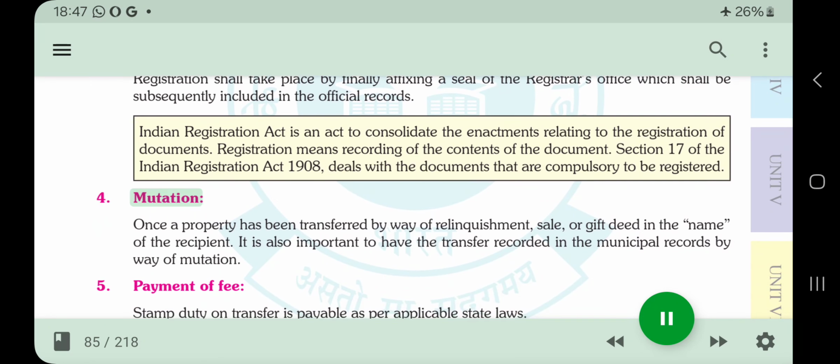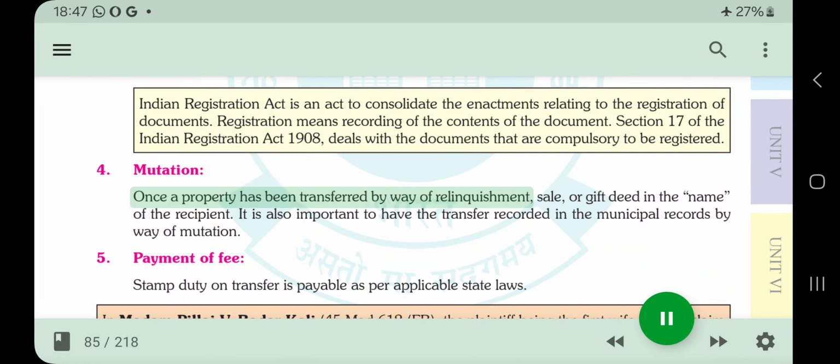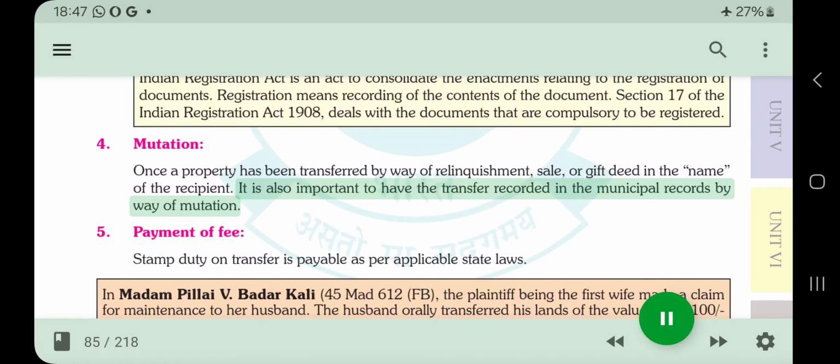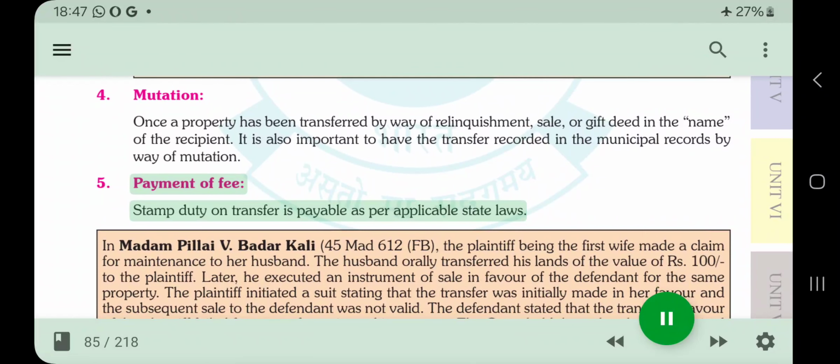4. Mutation. Once a property has been transferred by way of relinquishment, sale, or gift deed in the name of the recipient, it is also important to have the transfer recorded in the municipal records by way of mutation. 5. Payment of fee. Stamp duty on transfer is payable as per applicable state laws.